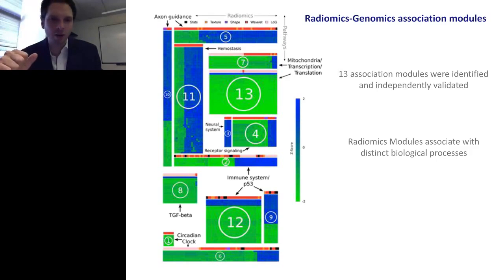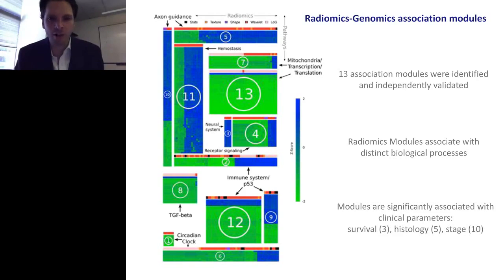And what you can see here is that these radiomics modules were really associated with distinct biological processes. So this means that certain groups of radiomics features were associated, for example, with immune system or p53 pathways. Other ones were, for example, with TGF-beta or circadian clock pathways. So we really demonstrated that different features quantify different biological patterns and were associated with different biological patterns that were discovered and also independently validated.